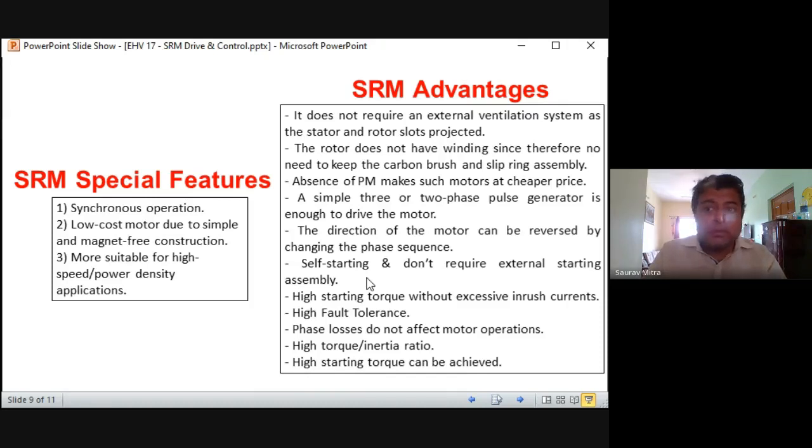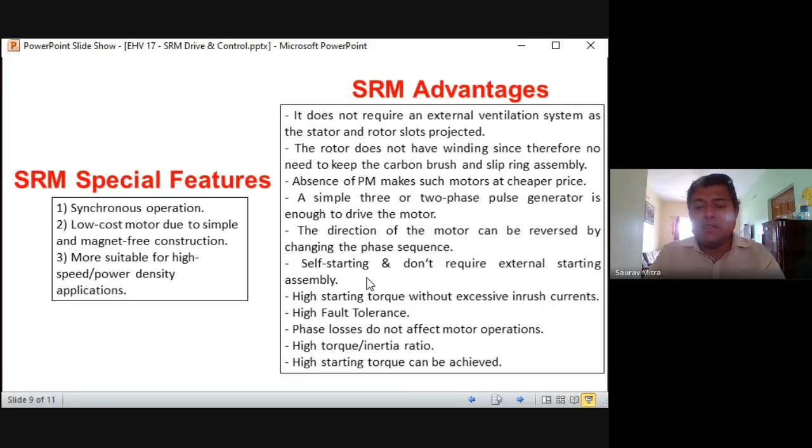Okay, so that is a problem. We have not studied the single phase motor, but I have uploaded the video, I think you have seen. The AC single phase motor, or single phase induction motor, is not self-starting. It requires some external capacitor or external assembly. But this SRM is self-starting, so some external starting assembly is not required.